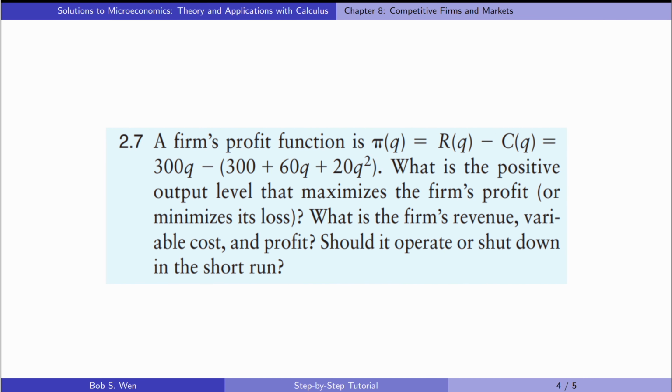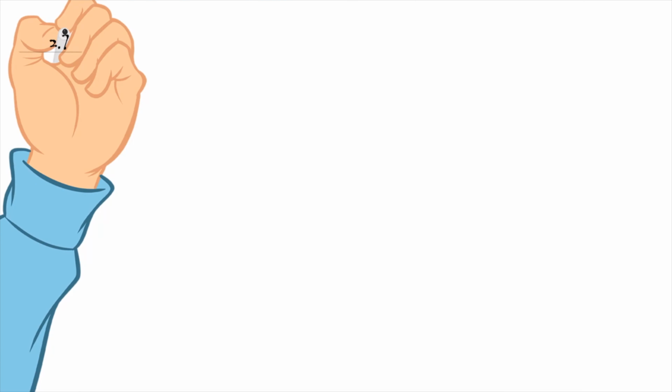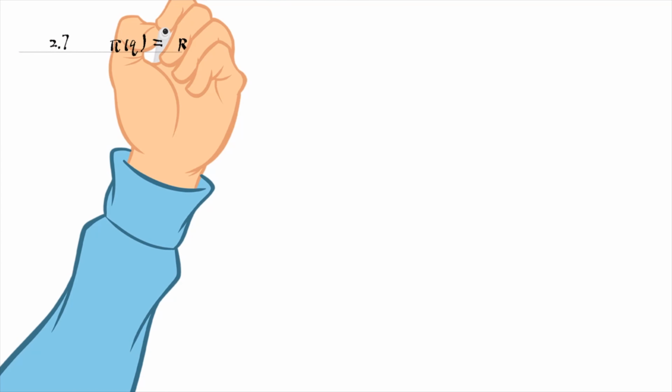Let's solve exercise 2.7. A firm's profit function is as follows. What is the positive output level that maximizes the firm's profit or minimizes its loss? What is the firm's revenue, variable cost, and profit? Should it operate or shut down in the short run? This exercise is similar to the last one. We use the output rule too this time.